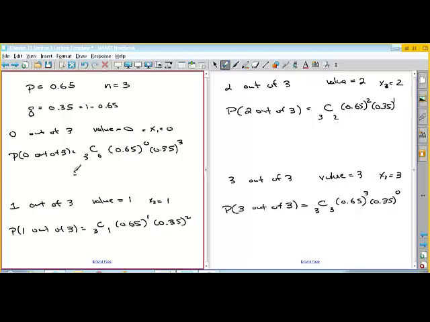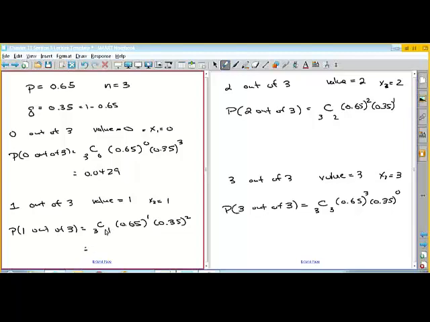So the first one, anything taken 0 at a time or anything taken the same number is going to be 1. So in this case, this will be 1, and this will be 1. And anything raised to the 0 power is 1. So that's 1, and that's 1. So you can remember those 2 things. Okay, so the first calculation ends up just being 0.35 to the third power, which I get to be 0.0429.